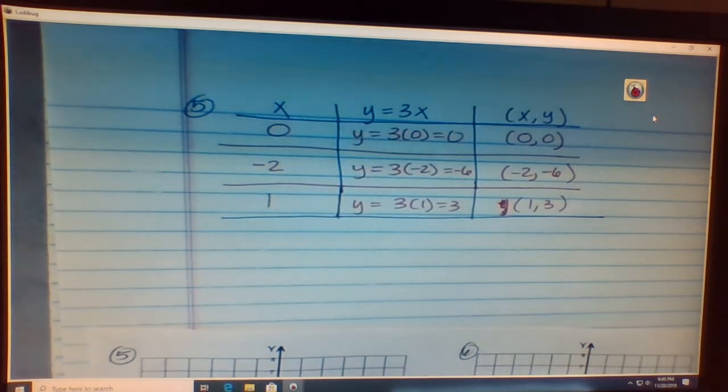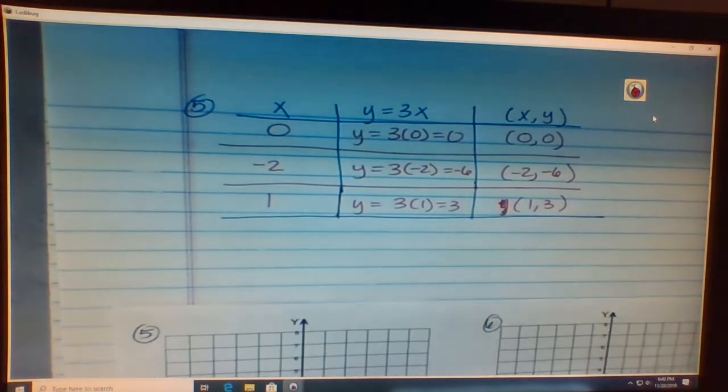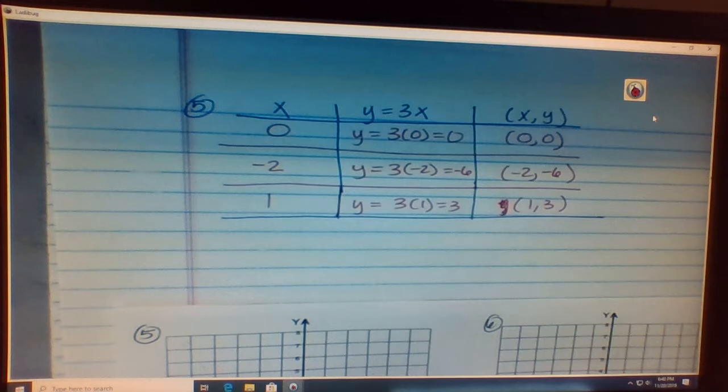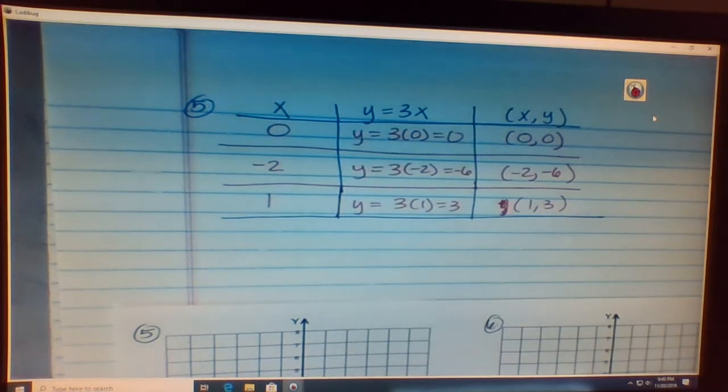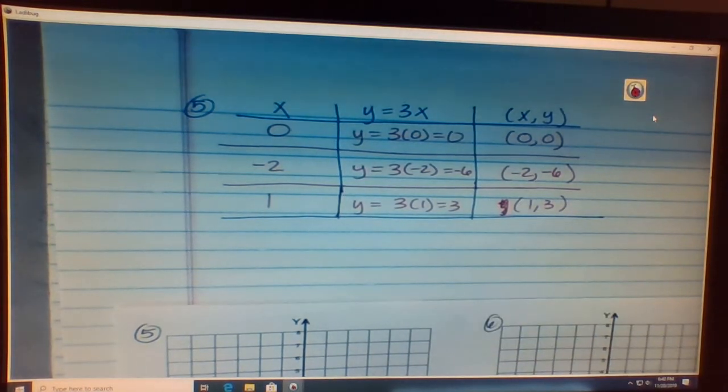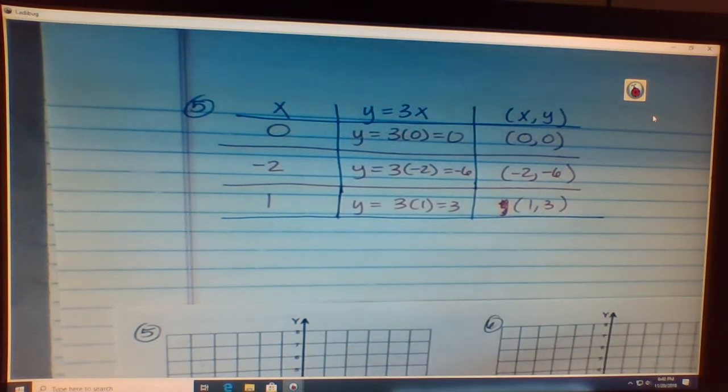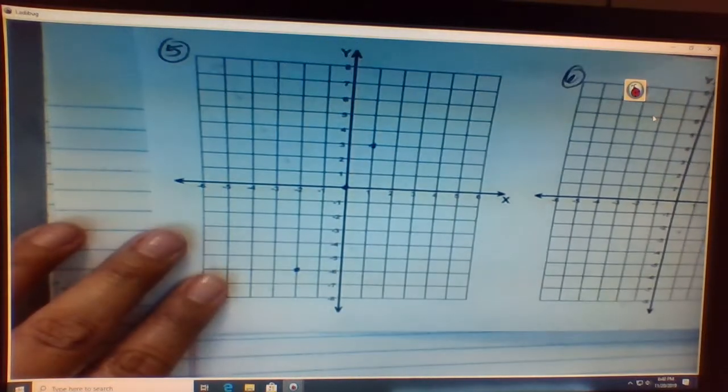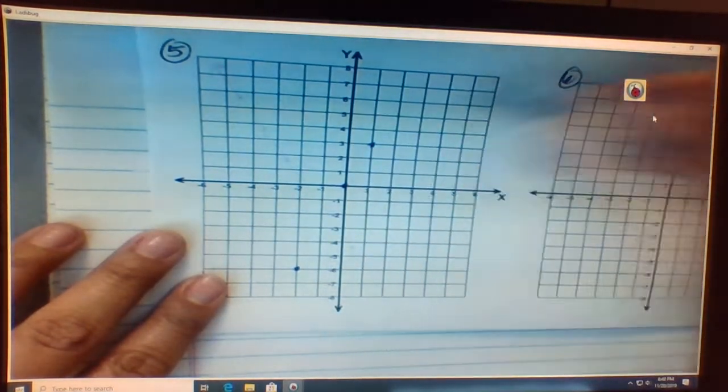Turn your paper over. I thought we were done. No, we still need 3 more graphs after this one. 3 times 2. -2, -6, 0, 0, and 1, 3. So can I draw a straight line through those 3?